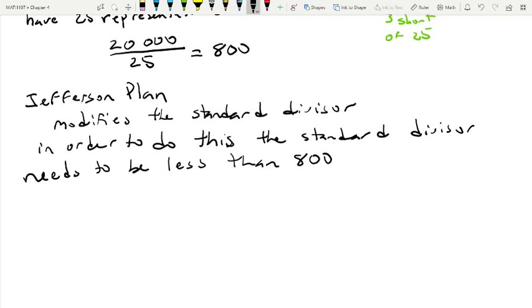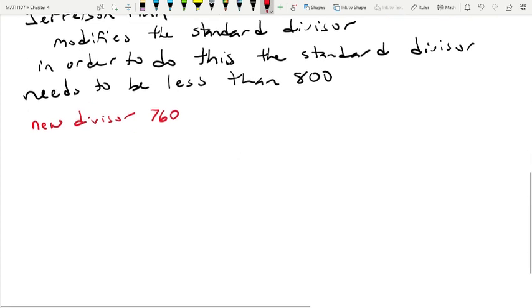All right, so now it's a matter of sort of taking a shot as to what you think the new number might be. We know it's got to be less than 800. And so my new divisor, I'm going to go for 760, and we're going to see what that does for us.